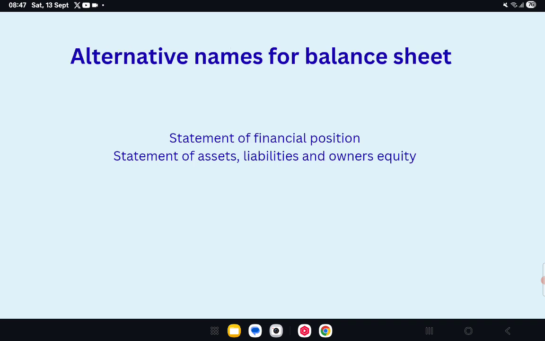What are the alternative names for balance sheet? You can call it statement of financial position. You can call it statement of assets, liabilities, and owner's equity. And I will show you each part using MTN and Wema Bank as my examples.